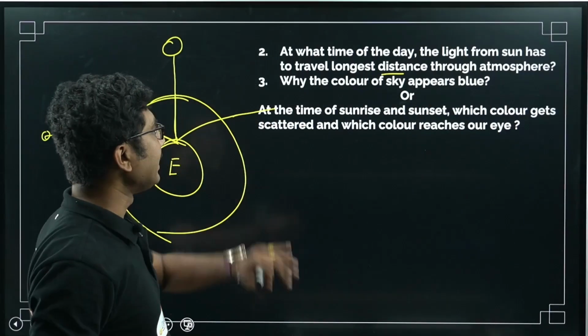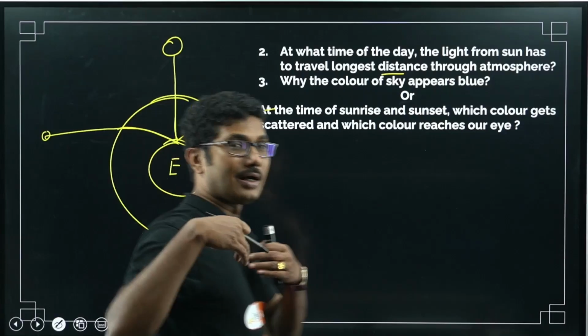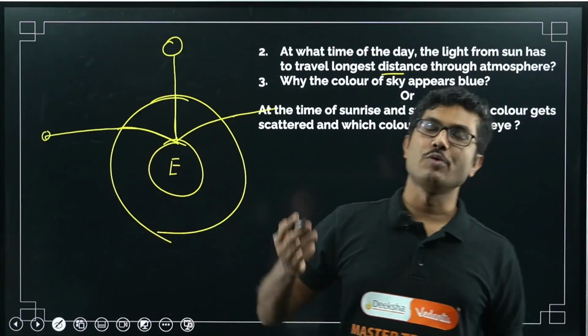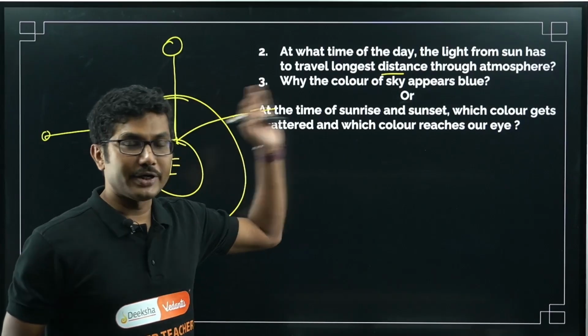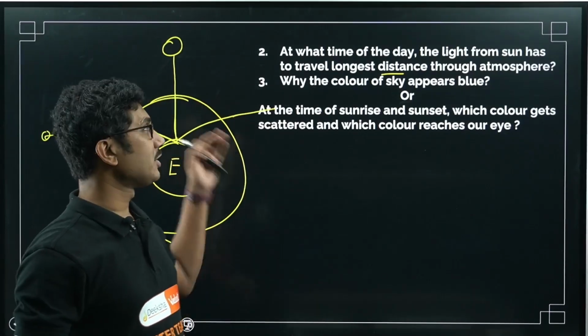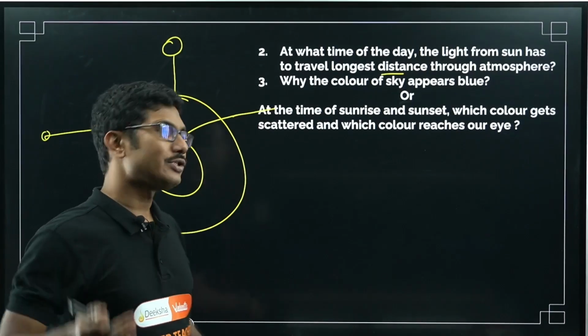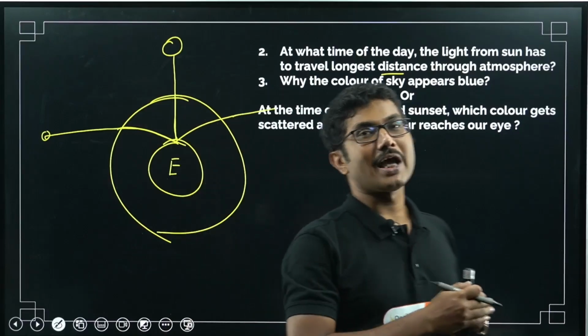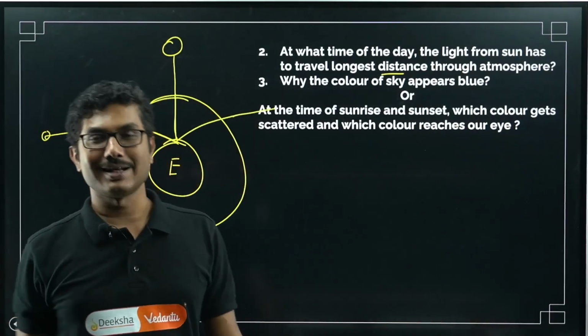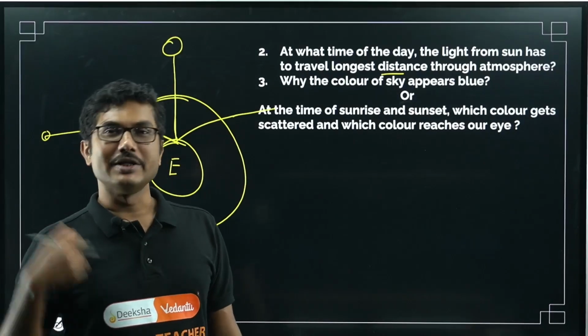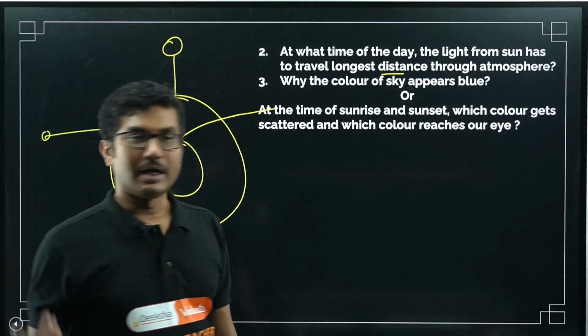Okay, why does the color of the sky appear blue? I have answered this multiple times. Because the blue light scatters the most. The answer is also given in the statement. If you read that statement, there also they have mentioned the blue color scatters the most, and after scattering it reaches our eyes. That's why the sky appears blue. All the other colors scatter less and they are not reaching our eyes. That's why you don't see other colors.